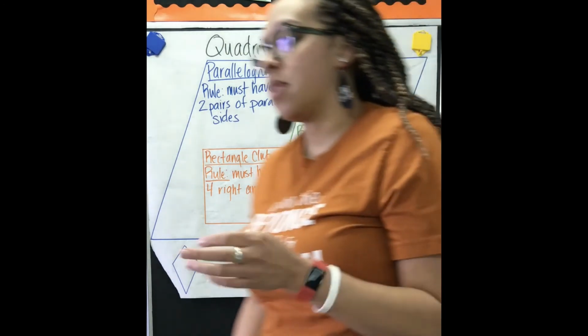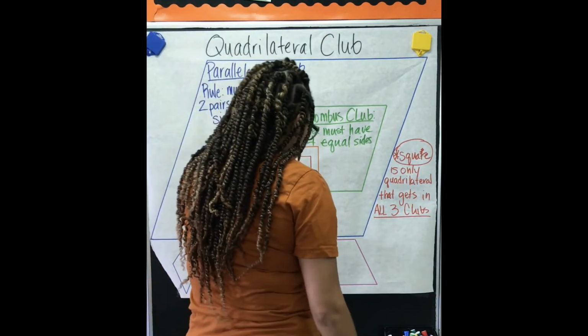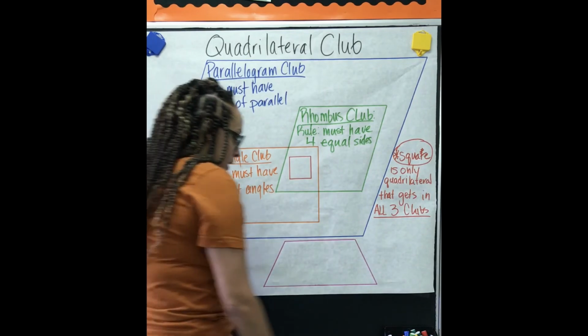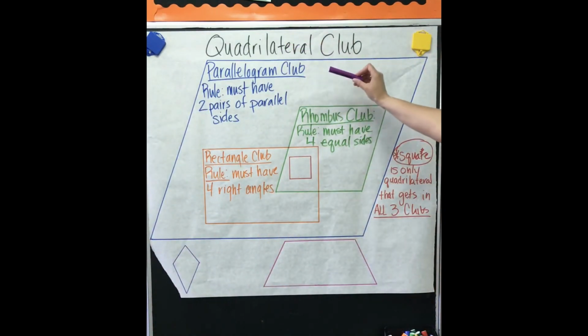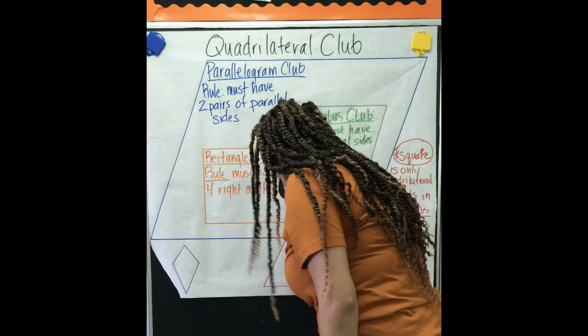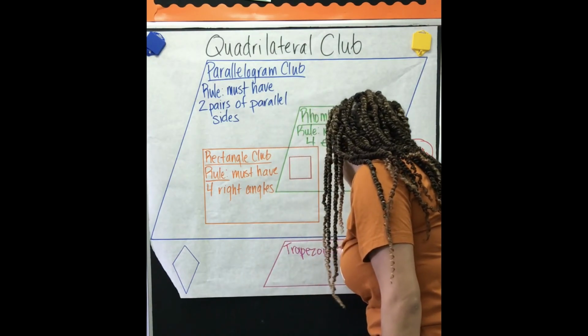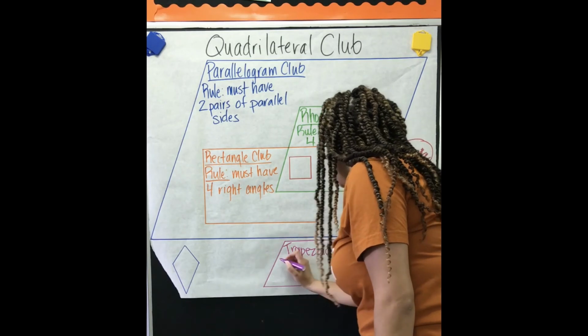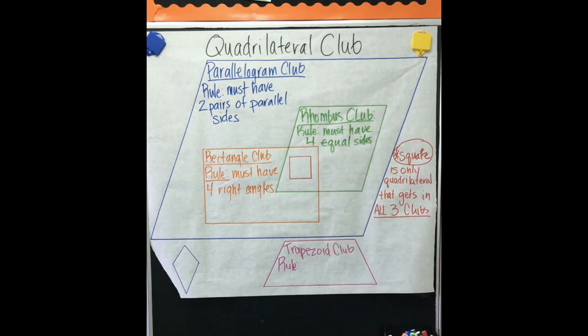Then we have some things that are outliers. We have things like this shape right here and this shape right here. These are also quadrilaterals, but they are not part of the parallelogram club. They are part of their own little special club. So this shape is a trapezoid. And this is the trapezoid club. Based on the shape of it, what do you think the rule is?